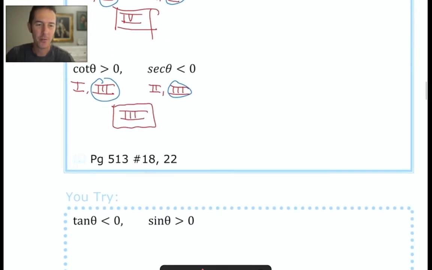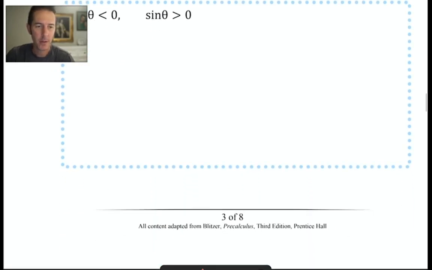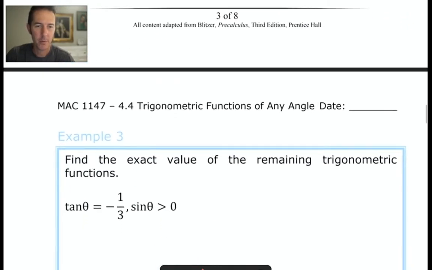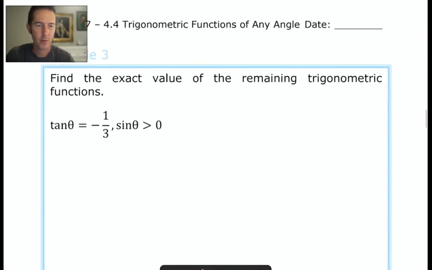All right, so quadrant 3 is our answer there. There's a you try it example. I'm not going to do that one because I've already done a couple. My hope is that you're getting the hang of that. I want to go into sort of an elevated version of these kinds of problems where we take the two previous ideas and mix them together, find the exact value of the remaining trig functions.